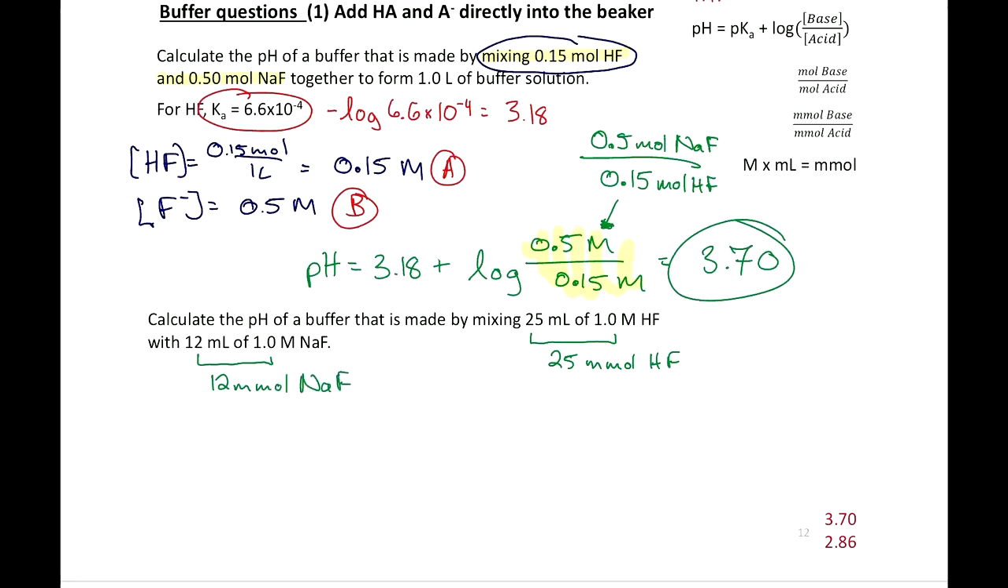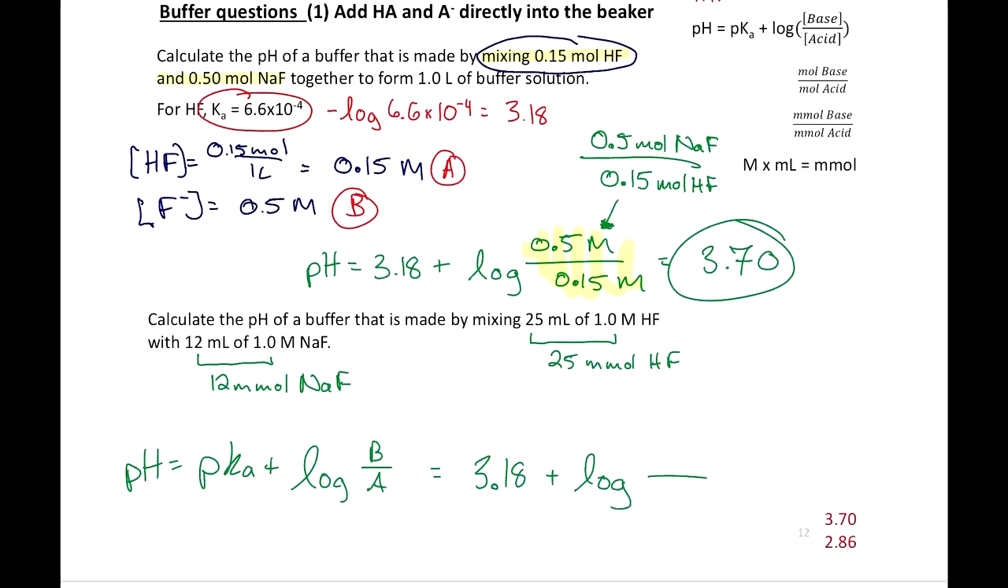These numbers, 12 and 25, are a lot nicer to work with than 0.015 and 0.012. Those are a lot smaller numbers. So if we just leave it in millimoles, we'll still get the same answer as long as we divide a millimole by a millimole. So we use the Henderson-Hasselbalch equation now. pH equals pKa plus log base over acid, and we have the pKa from the same system, so pKa is still 3.18, plus log, what number goes on top?